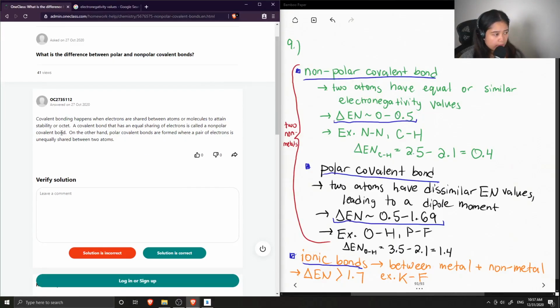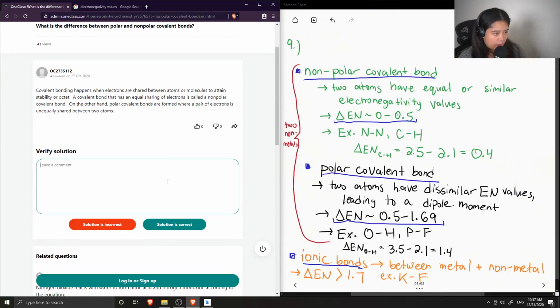So the junior tutor said that covalent bonding happens when electrons are shared between atoms or molecules to attain stability or an octet. A covalent bond that has an equal sharing of electrons is called a nonpolar covalent bond. On the other hand, a polar covalent bond is formed when a pair of electrons is unequally shared between two atoms. Yep, so this solution is correct.